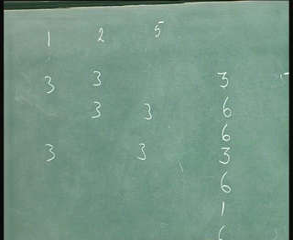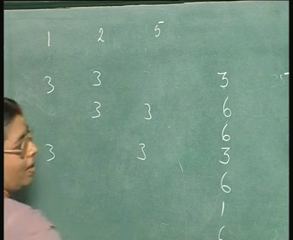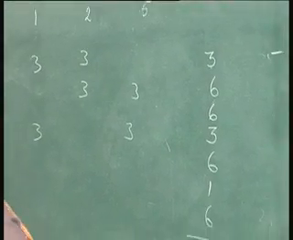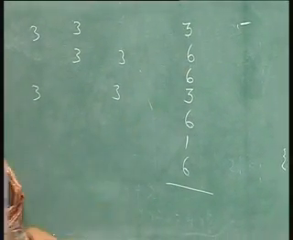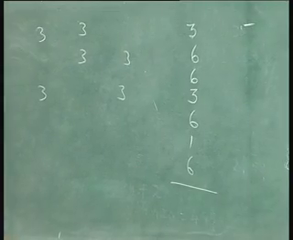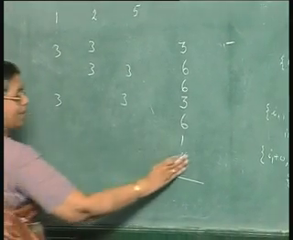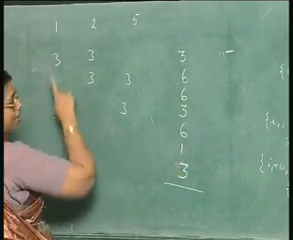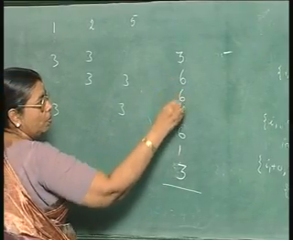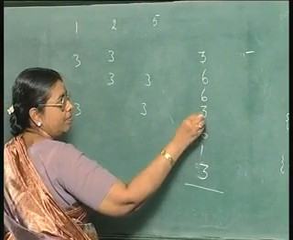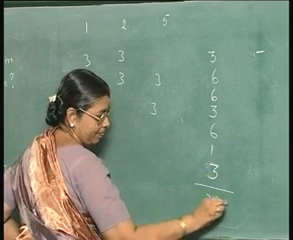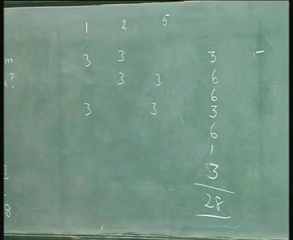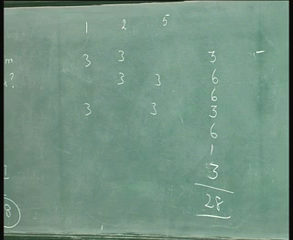So, add up and see. 1, 2, 3, 4. I am sorry, this is 3. So, this gives rise to 3, 9, 15, 18, 24, 27, 28. So, you get this answer 28.